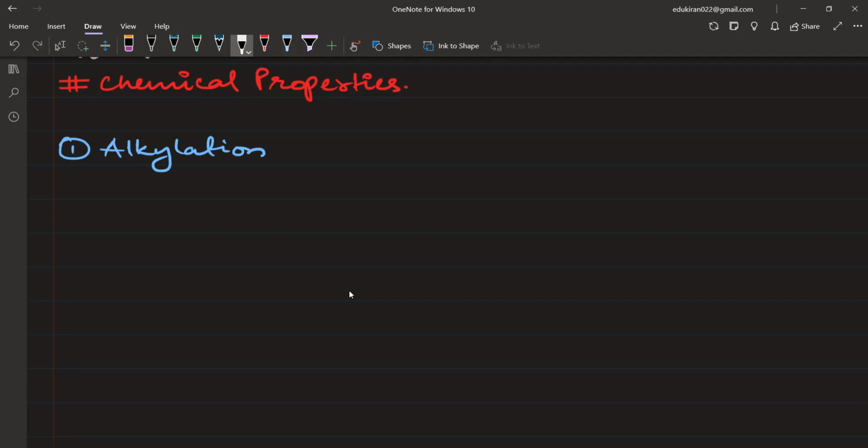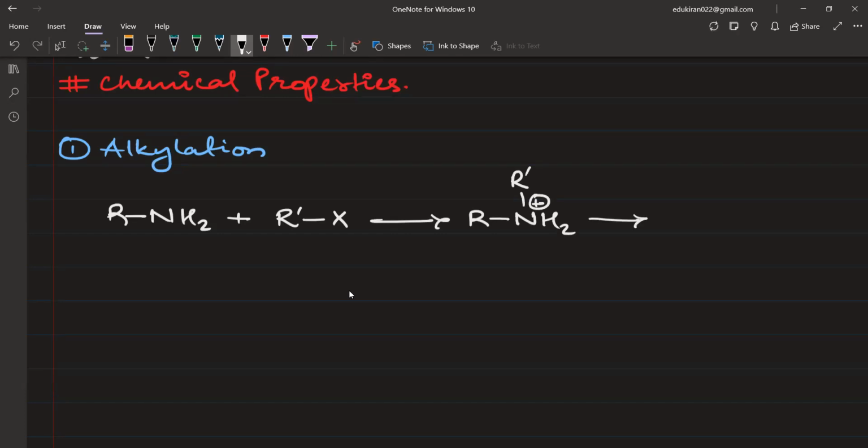Alkylation में क्या होता है? If you have RNH2, this is amine, and you react this with some R dash X, that is an alkyl halide, we are going to get RNH2R dash with a positive charge on nitrogen atom. And if you further react this with any base, you are going to get RNHR dash. Okay, so we have seen this reaction just now. अब इसके बाद this can have further reaction R dash X के साथ. So this is known as alkylation.